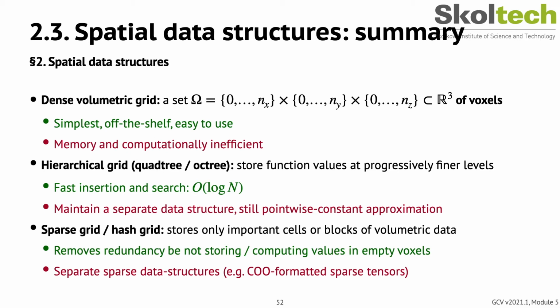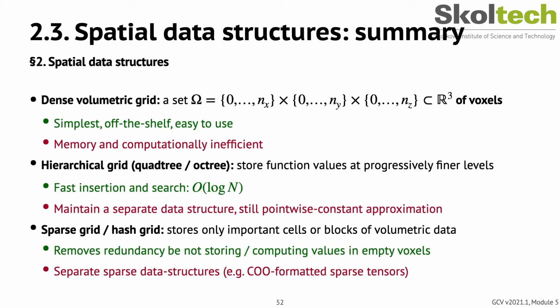You will also waste a lot of compute in using it. And then the hierarchical grid, or quadtree / octree, stores function values at progressively finer levels, increasing detail where more variation in the signal is required. So it is fast in terms of insertion and search. However, you have to maintain a separate data structure, and it's still a piecewise constant approximation to the signal. So it's an axis-aligned octree.